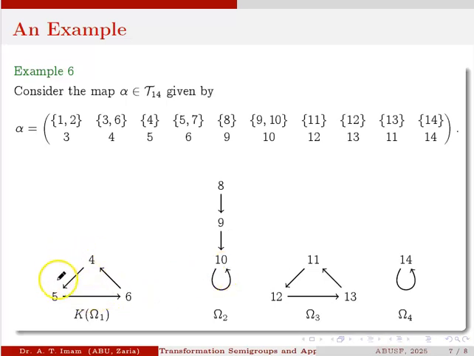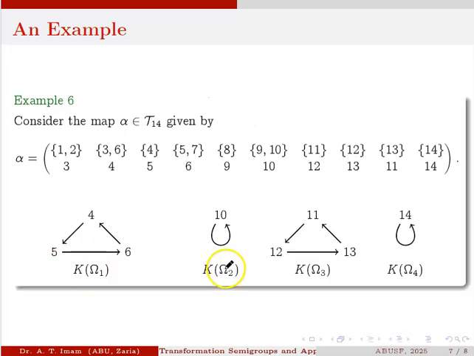So you can see the kernel of this orbit and the kernel of the other orbit. So these are the kernels. The kernel is always the cyclic portion of the directed component of the graph associated with that particular map. And so this is what we see.